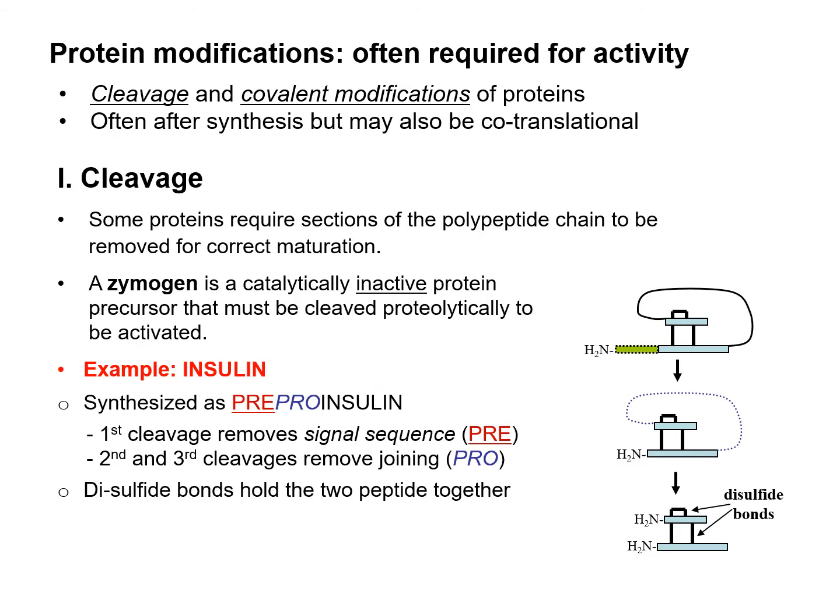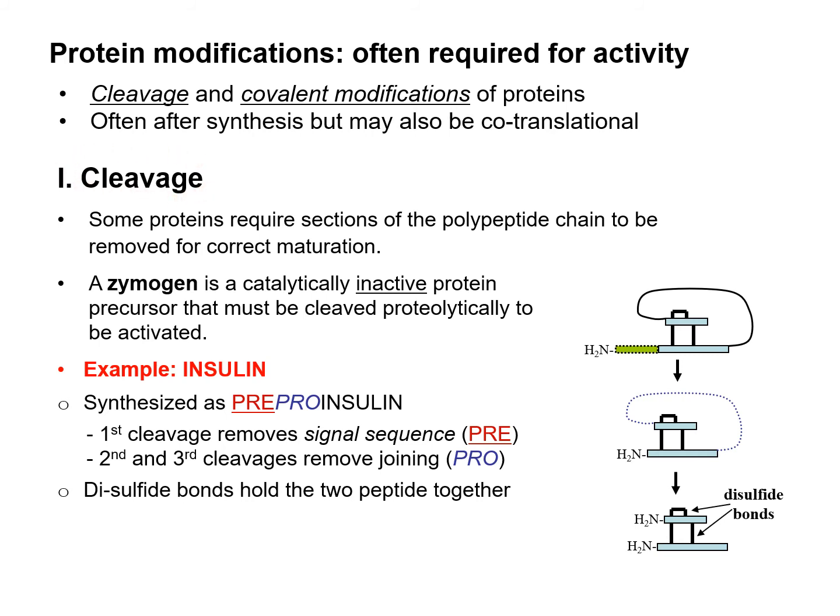After translation and protein folding, which often happen simultaneously, protein modifications happen, which are often required for the activity as well as the maturation of the protein. They are basically cleavage and covalent modifications of the proteins, and oftentimes they happen after protein synthesis, but can also happen co-translationally. So the first type of protein modification that we're going to discuss is cleavage.